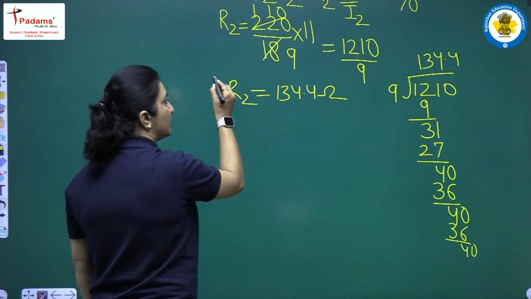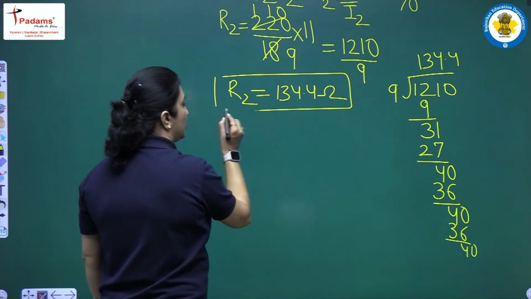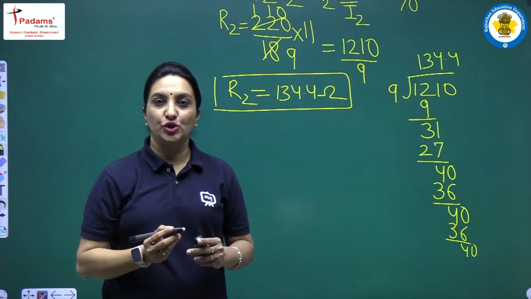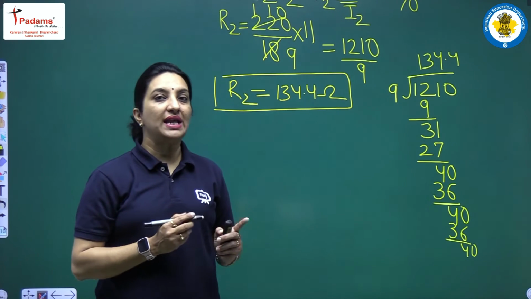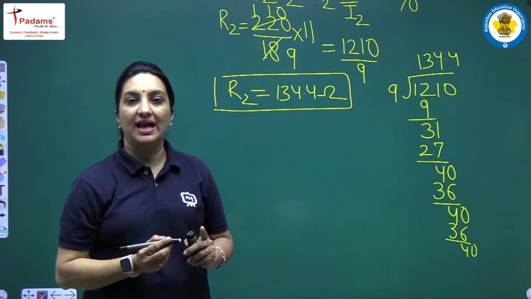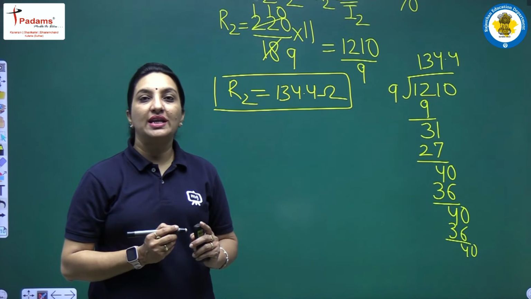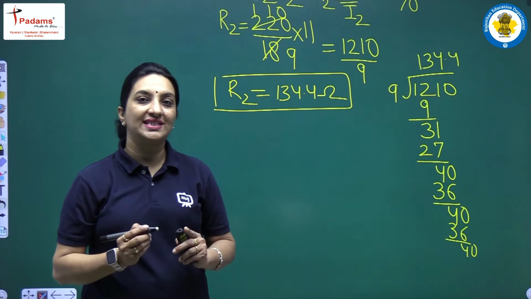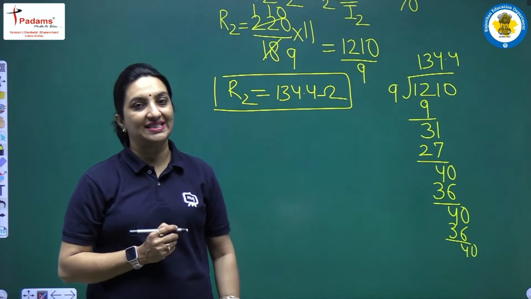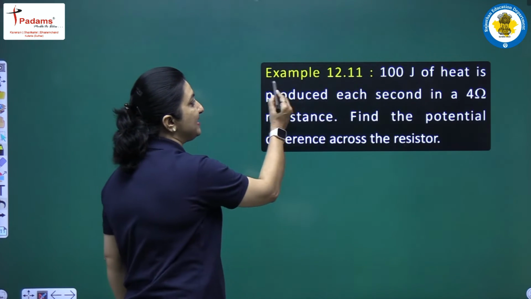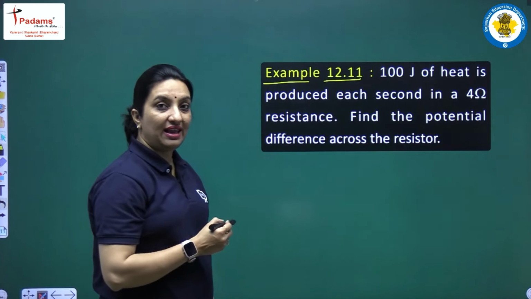134.4 ohms. So students, initially we were given the power consumed, one for maximum rate and one for minimum rate, and we were given the potential applied. So we calculated the currents and the resistances in both the cases. Now let's see the next problem, which is example 12.11.